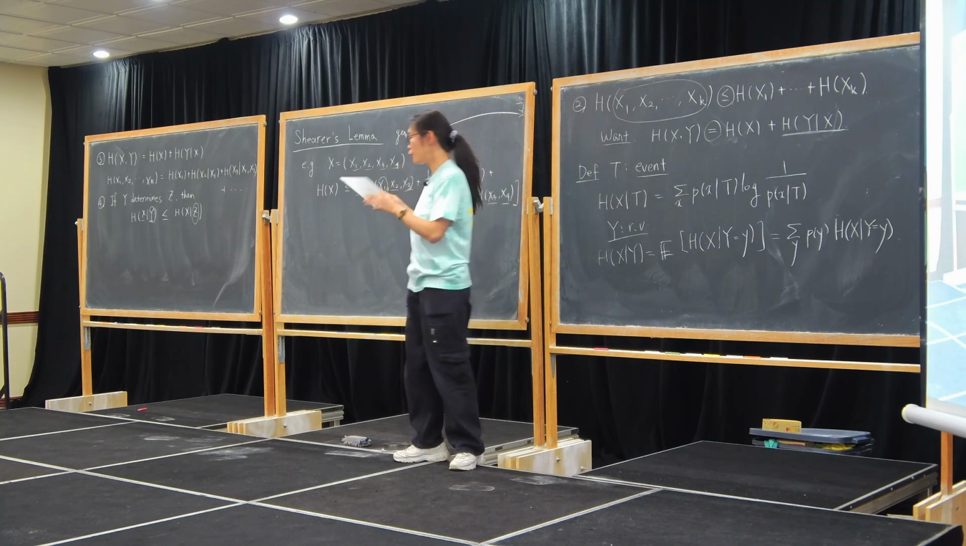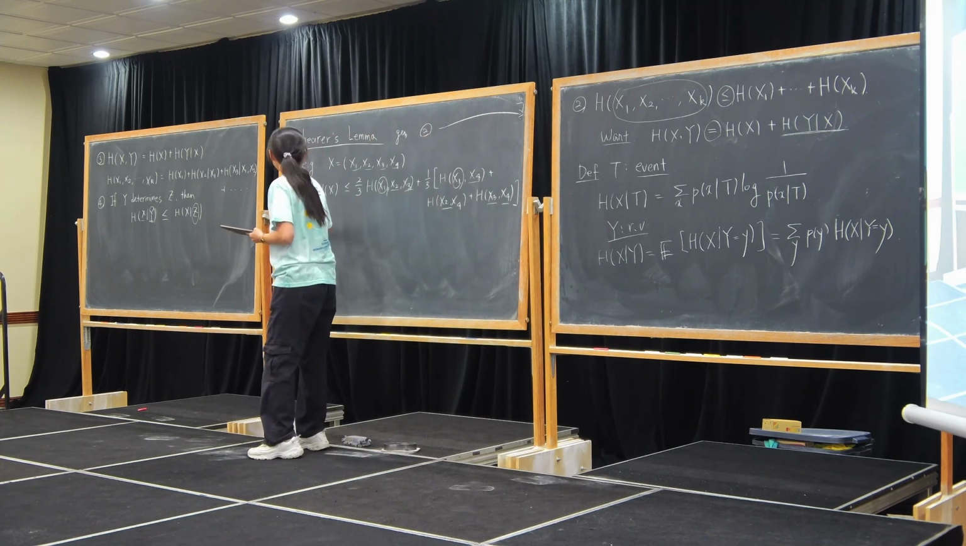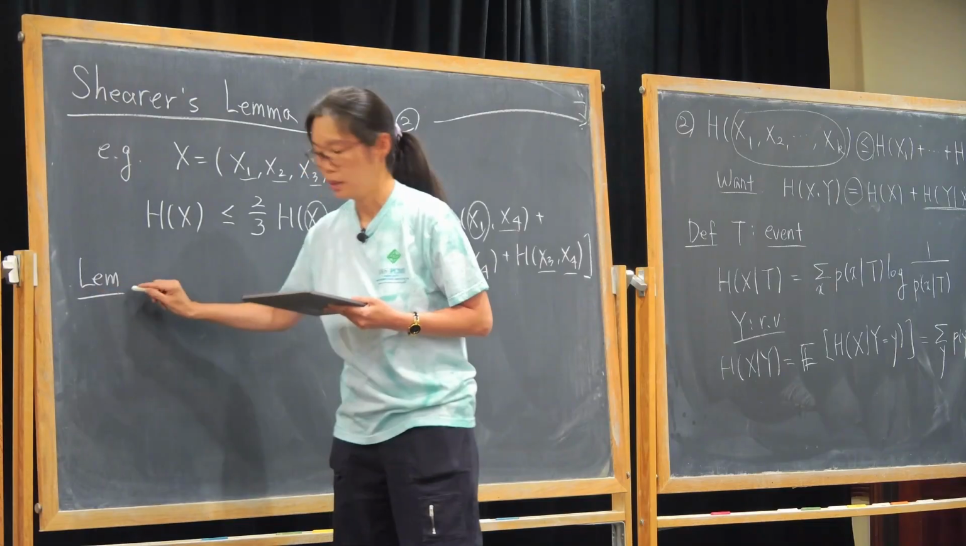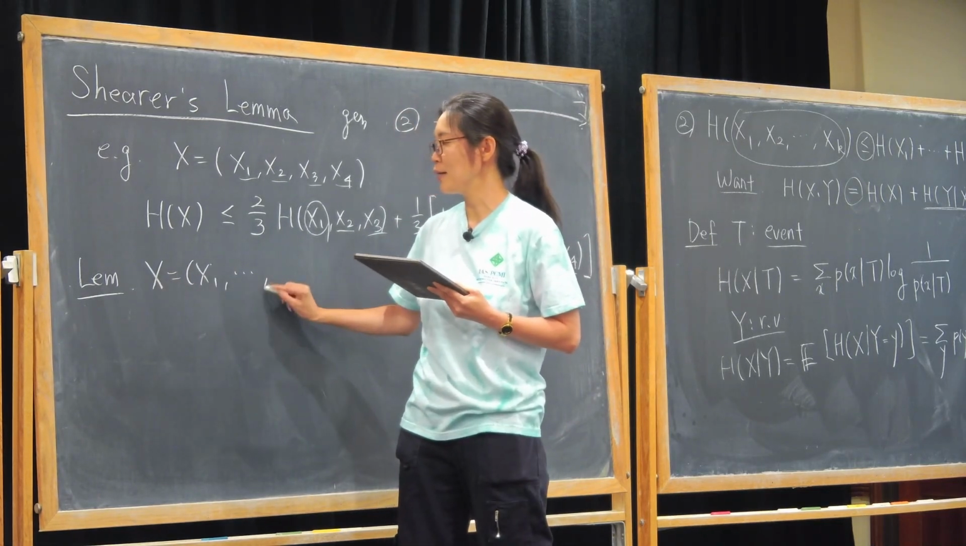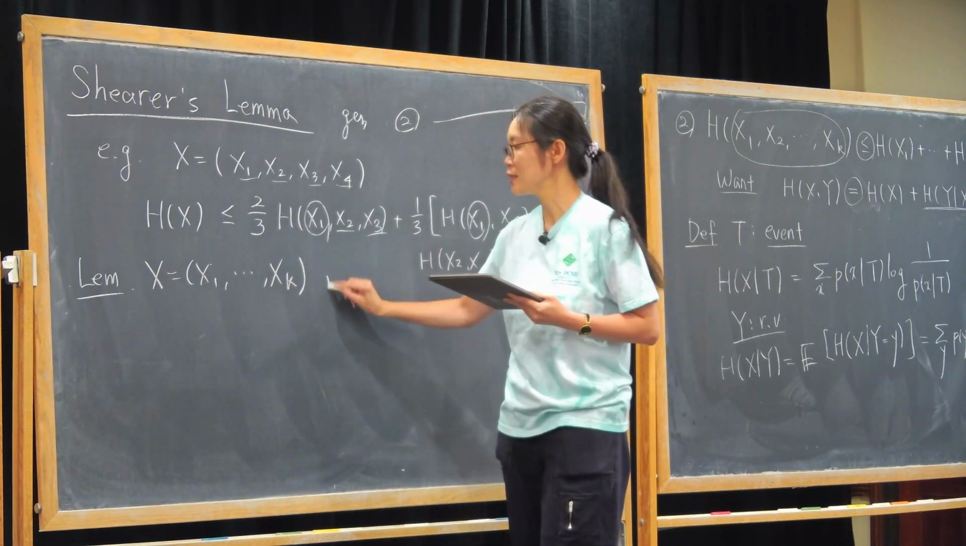Okay, and the formal statement is this. This is the lemma. Let's say X is X1 dot dot dot Xk. This is a random vector.